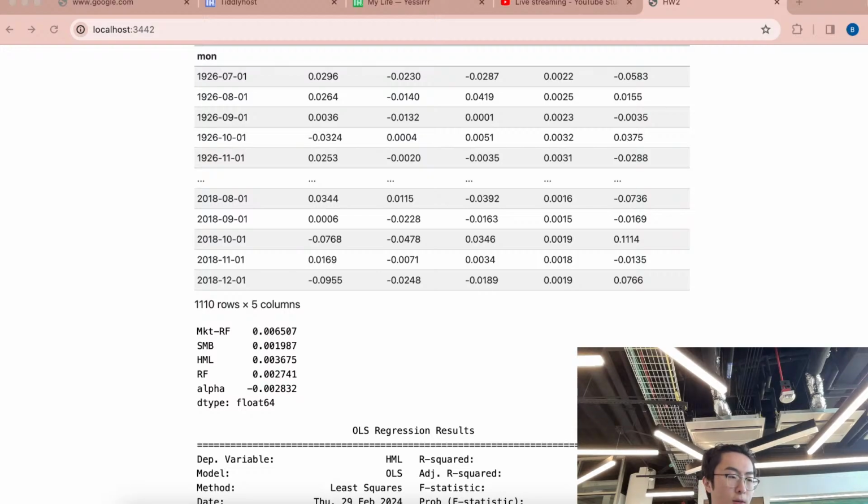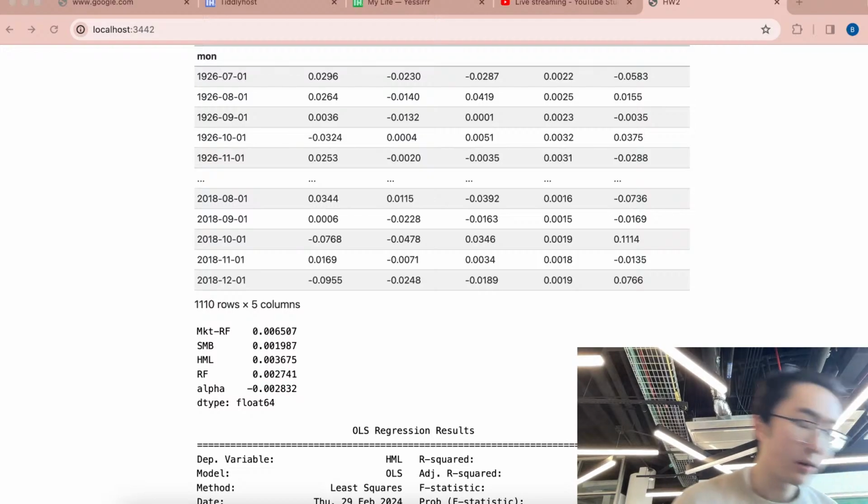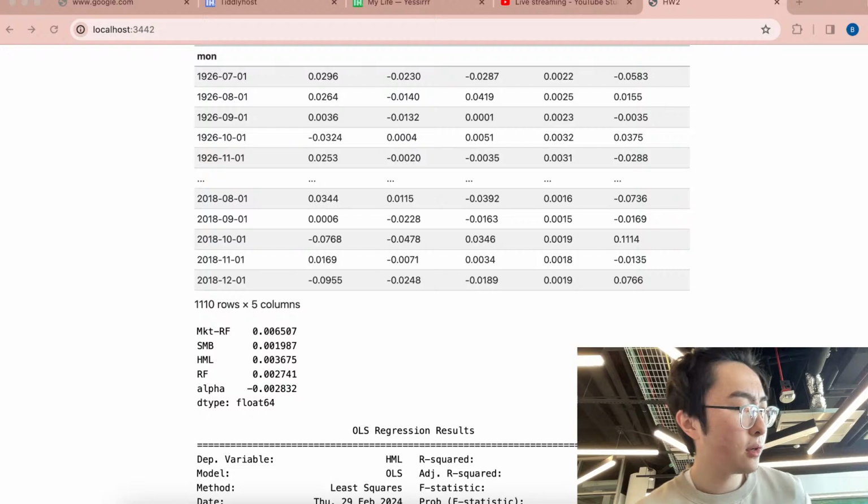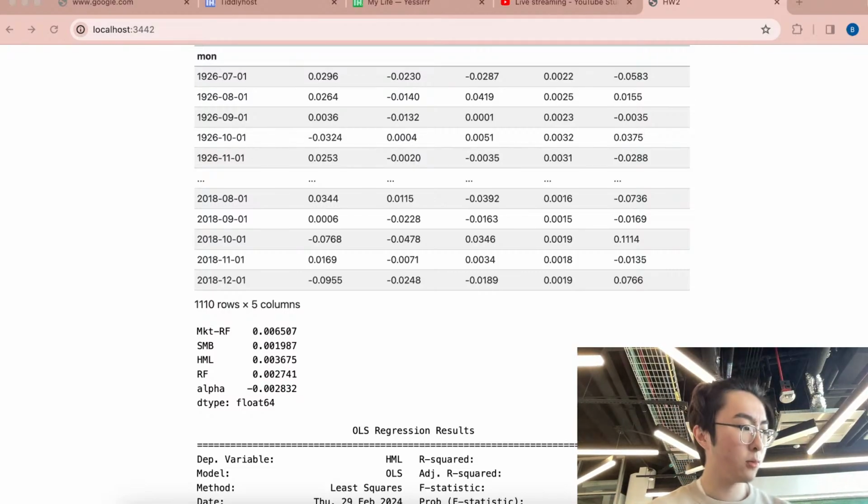I'm trying to think too. I might restructure this problem where we have a regression run on the expected market risk premium, and then maybe we alternate with the betas.